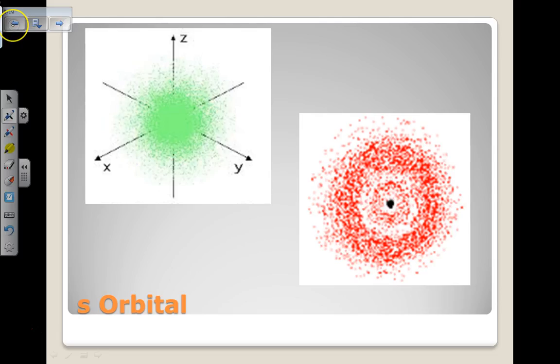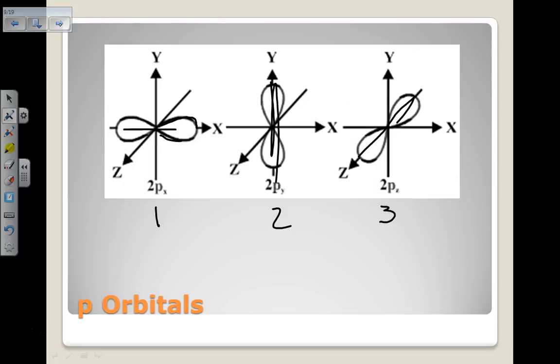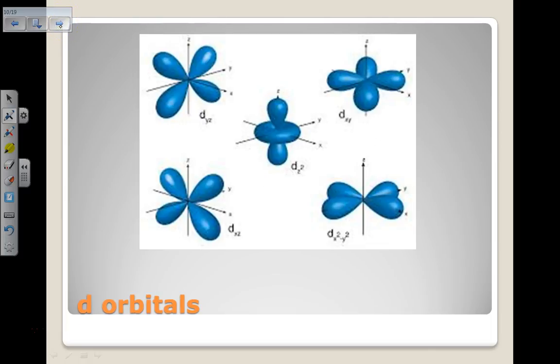If we go back, a sphere can really only have one shape. You can't move it in any way to make it look different. But here, it happens that there are 3 different shapes within the p's. So for the s's, there's 1. For the p's, there's 3. And then for the d's, there's 5.